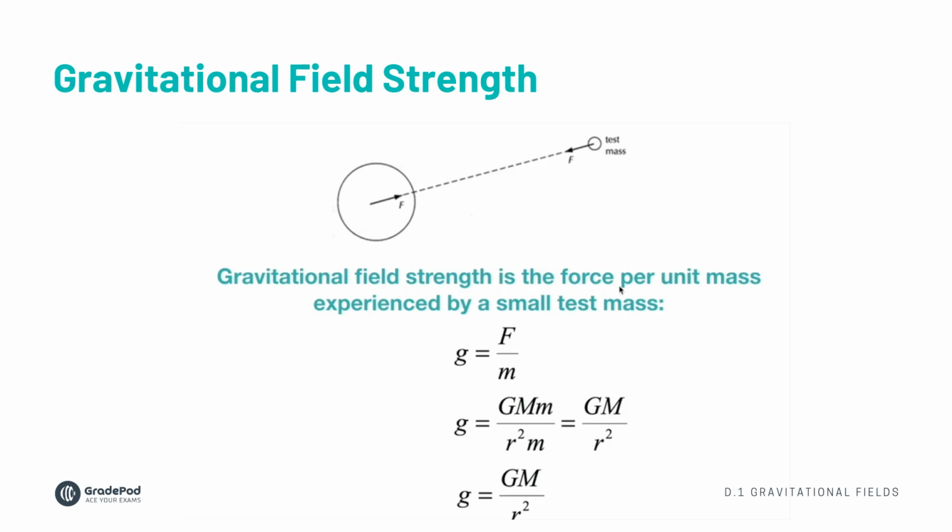Gravitational field strength is the force per unit mass experienced by a small test mass. So g is equal to F over m. Gravitational force is equal to GMm over r squared. So instead of F, let's pop in GMm over r squared. You can see that the two smaller masses, the mass of the test mass, cancel, and we're left with GM over r squared. So our expression for gravitational field strength for large masses is GM, where M is the mass of the large mass, over r squared, where r is the distance between the centre of the large mass and the point where you're looking for the gravitational field strength.